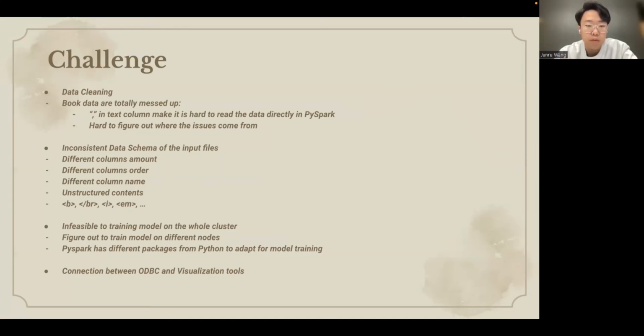The second challenge we confronted is the inconsistent data schema of the input files. All the input files have different column amounts, column orders, column names, and unstructured contents. And the third challenge we confronted is the inability to train the model on the whole cluster, and we figured it out by training the model on different nodes on the cluster. And because PySpark is based on Scala, which is different from Python, when we train the model in PySpark, we have to use different packages and learn how to implement them. The last challenge we confronted is the connection between ODBC and visualization tools.